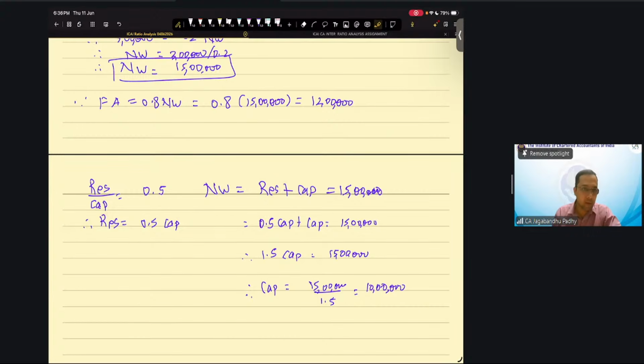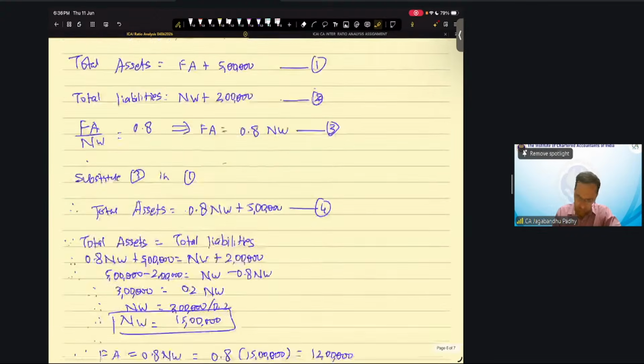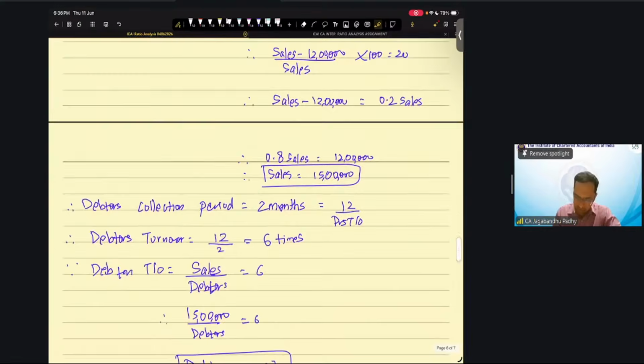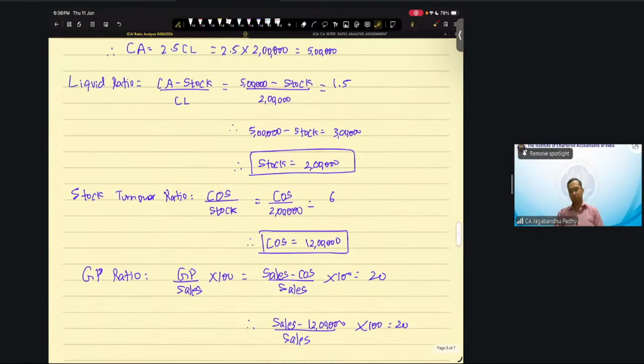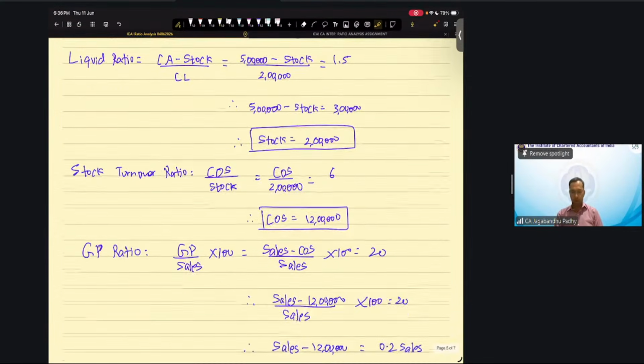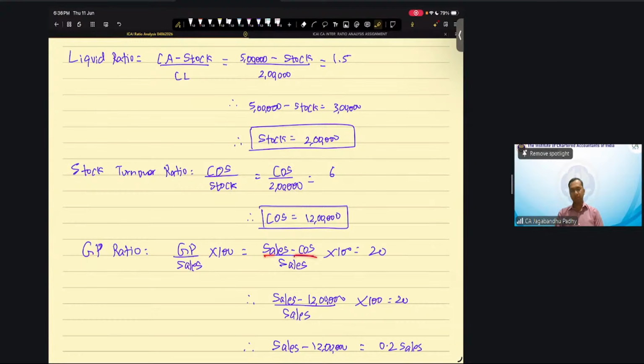Okay. Can I again explain GP and debtors collection? GP is gross profit ratio. So that is gross profit upon sales into 100. And gross profit was computed as what? Sales minus cost of sales.